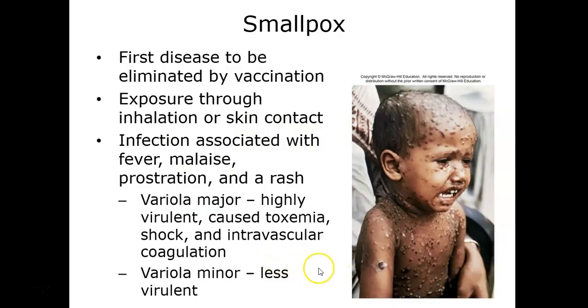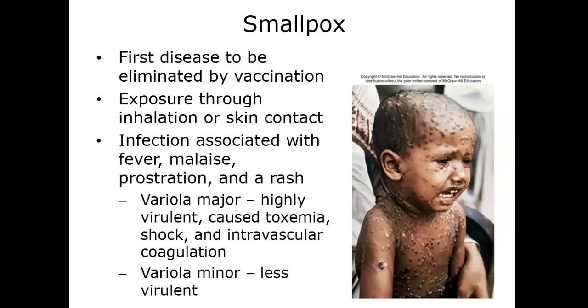And one of the major members of this group is smallpox. And this was the first disease to ever be eliminated through a vaccination campaign. I believe the last known case of it was in 1977. And the disease is transmitted through either inhalation, so it's a respiratory droplet, or through direct contact in the skin. And the infection includes things such as fever, malaise, rash, toxemia, and even in some cases, shock can occur.